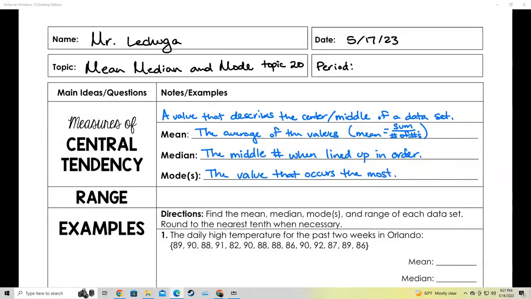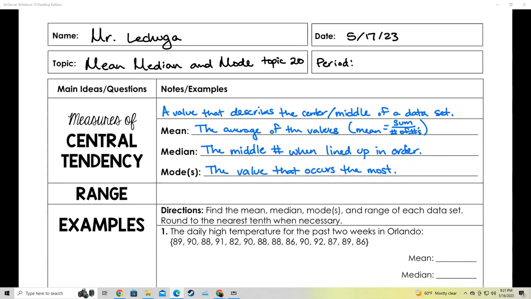And then the last one we're going to do is the range. The range is not an average. It's not a measure of central tendency. It just tells you how far apart the numbers are. So for the range, we are going to write that the range is the difference. Remember, difference means subtract, between your highest and lowest value. It basically tells you how far apart your biggest and smallest numbers are.